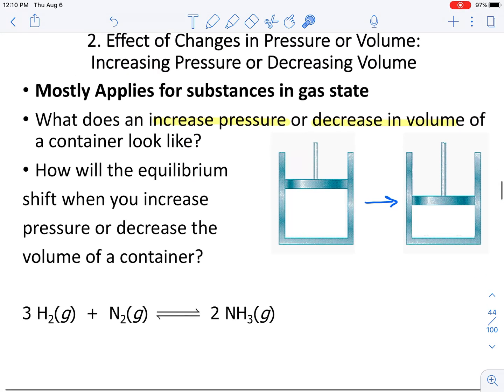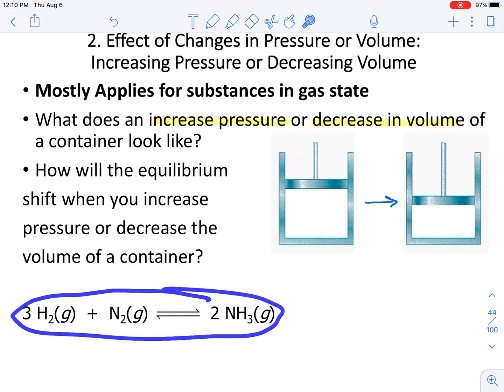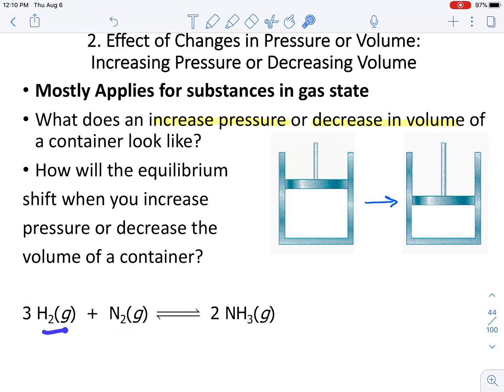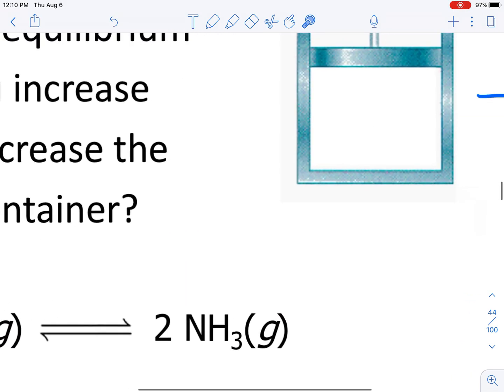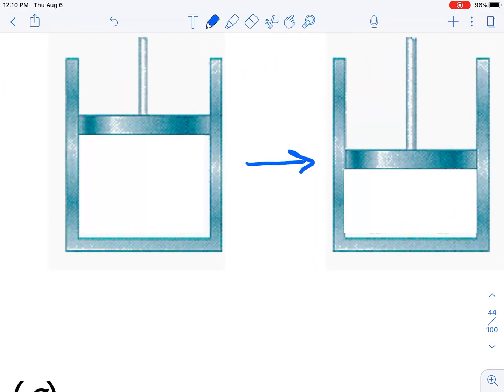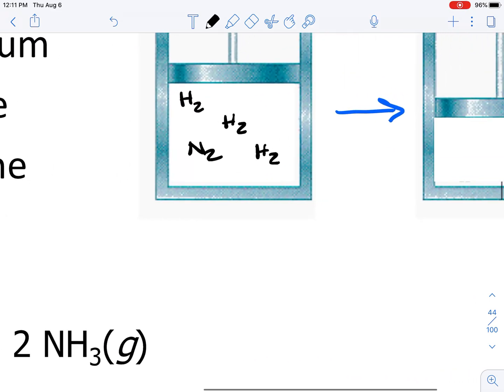All right, and so how will the equilibrium shift when you increase the pressure or decrease the volume of the container? And so here we have this chemical reaction between hydrogen gas and nitrogen gas to produce ammonia. And so let's just say that we have these particles that's placed inside this piston. So I'm just going to go ahead and write it in real quick. So I have 3 hydrogen gases, H2. And then I have 1 N2. And I have 2 NH3s.